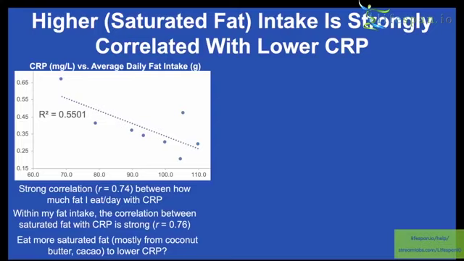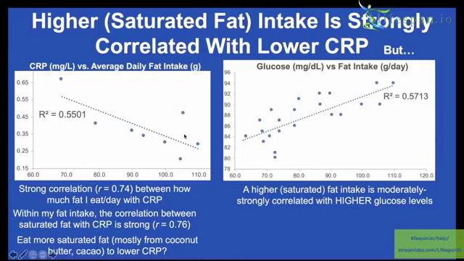So that would suggest if I eat more saturated fat, and I get most of my saturated fat from coconut butter and cocoa beans, I make homemade chocolate with cocoa beans, that may be a good way to lower CRP, at least based on this data, but not so fast. Because if you remember a couple slides ago, higher fat intake and a higher saturated fat intake were associated with higher glucose levels, which would be going in the wrong direction.